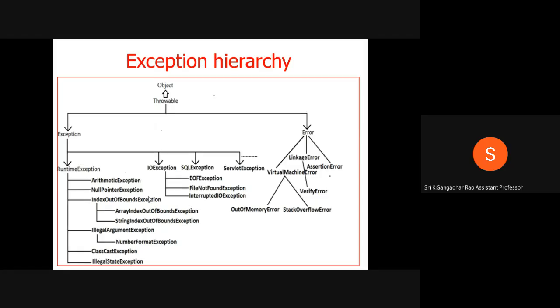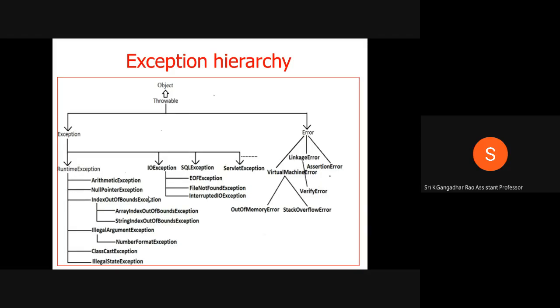For example, if an arithmetic exception has occurred, then I can take care of that. A null pointer exception occurs because maybe you are referring to a null object and trying to invoke some method on it. In that case, you will get a null pointer exception. Then there is the index out of bounds exception.